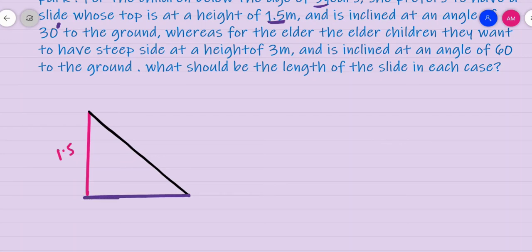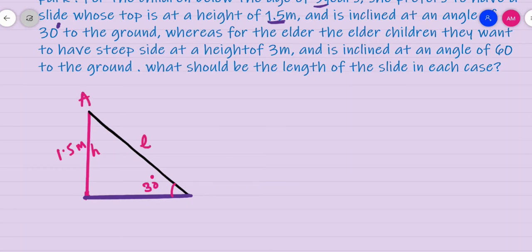Yes, this is the ground. Okay, now see what was the question. As per the question, the height of the slide was 1.5 meters, and with the ground it was making a 30-degree angle. And we had to find the length of the slide. This one we need to find out.